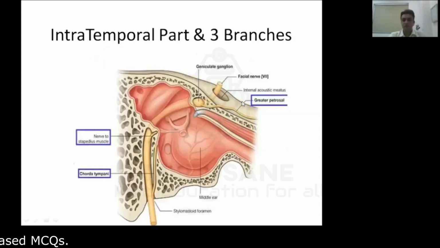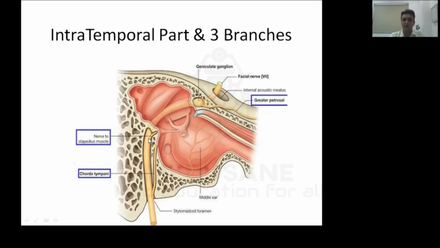So this slide basically is to explain the origin of all the three branches. So it is the intratemporal part. This is the labyrinthine portion. The junction of the labyrinthine and tympanic portions is the first branch, the greater superficial petrosal nerve or greater petrosal nerve. The junction of the tympanic and mastoid portions is called the second genu. This is the first genu, this is the second genu.